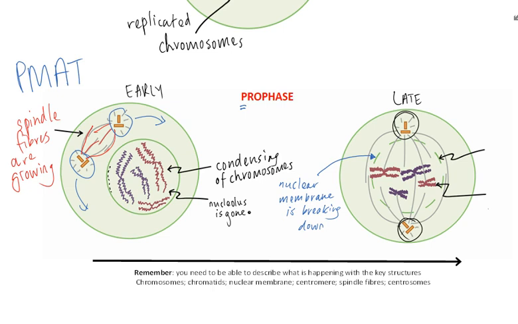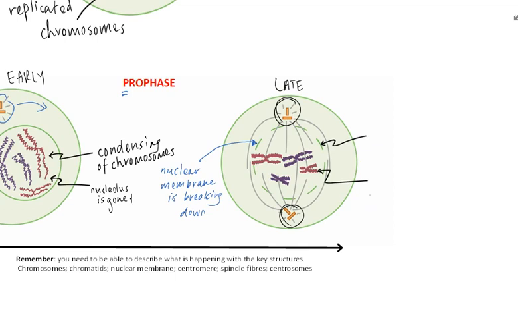So if you have a look at early prophase and late prophase, we can see that those chromosomes have become denser and denser. So you can see fully condensed chromosomes. Okay?